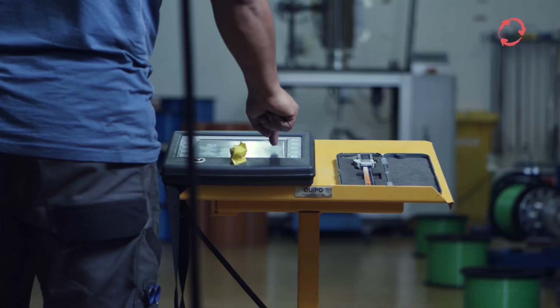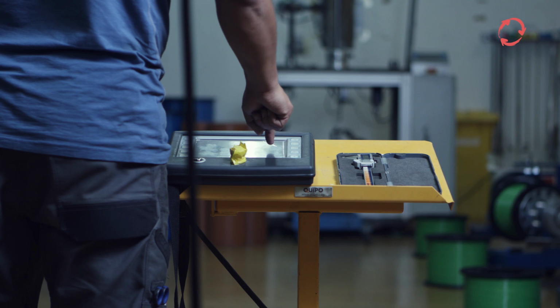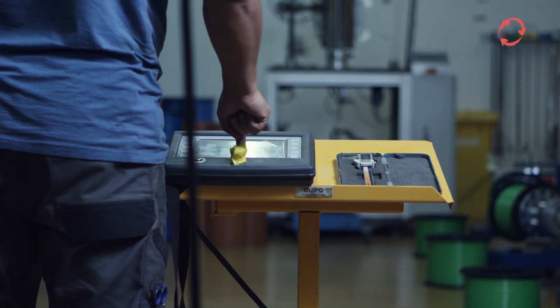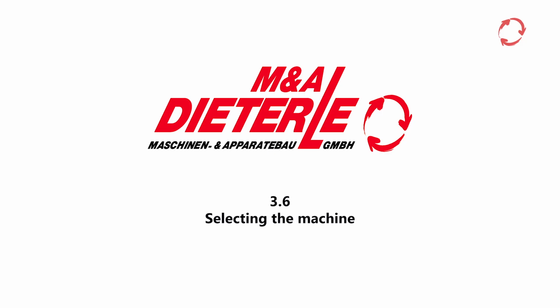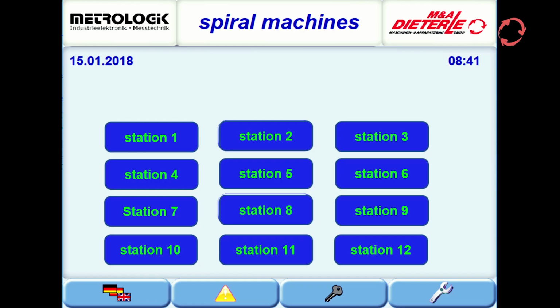Now the manufacturing parameters, according to the spiral type and size, are set on the controls via the central touchscreen. Selecting the machine. In this example, it is machine 10. Press the button Station 10.